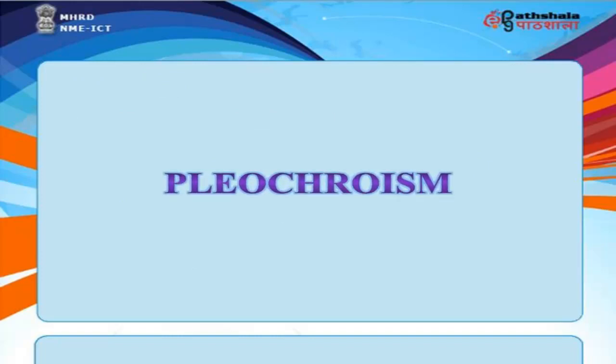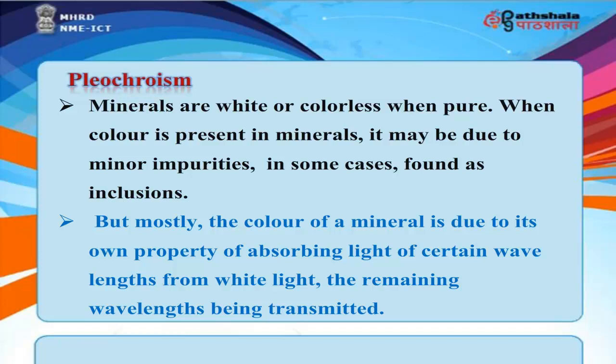Pleochroism. Minerals are white or colorless when pure. When color is present in minerals, it may be due to minor impurities, in some cases found as inclusions. But mostly, the color of a mineral is due to its own property of absorbing light of certain wavelengths from white light, the remaining wavelengths being transmitted.